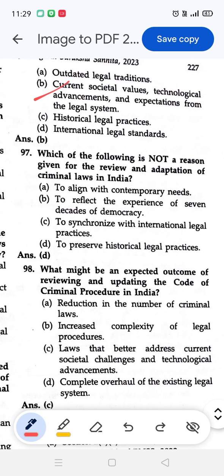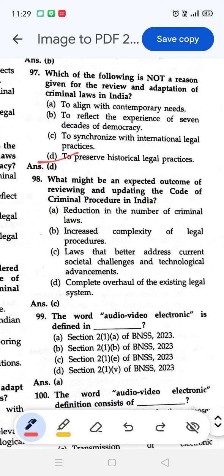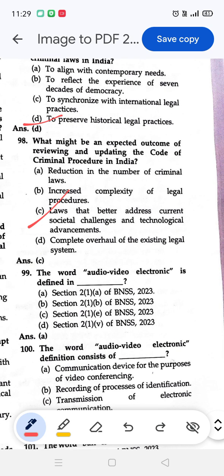Question number 97. Which of the following is not a reason given for review and adaptation of criminal laws in India? So option D is correct. To preserve historical legal practices. Question number 98. What might be an expected outcome of reviewing and updating the Code of Criminal Procedure in India? So option C is correct. Laws that better address current societal challenges and technological advancement.